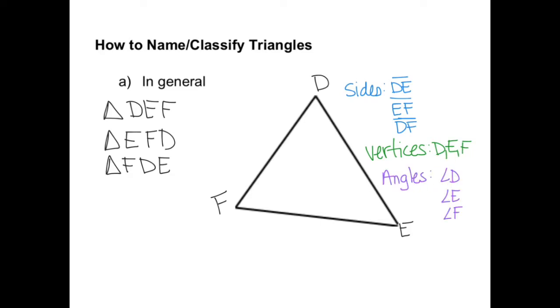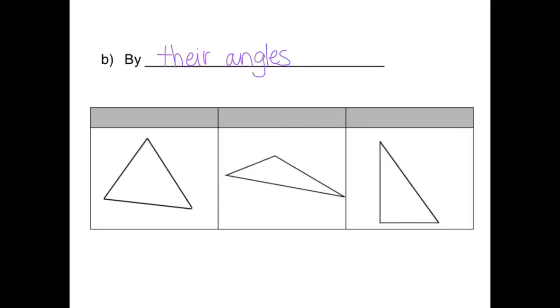Lastly, the angles come from the vertices because the vertices are where angles are formed. So we have angle D, angle E, and angle F. And those are the parts of the triangle, the sides, vertices, and angles, and these are how we would name this particular triangle. So that was naming triangles in general, and now we're going to really start looking at how to classify triangles. The first classification is by their angles.